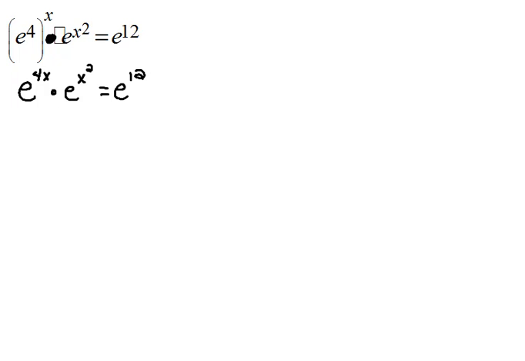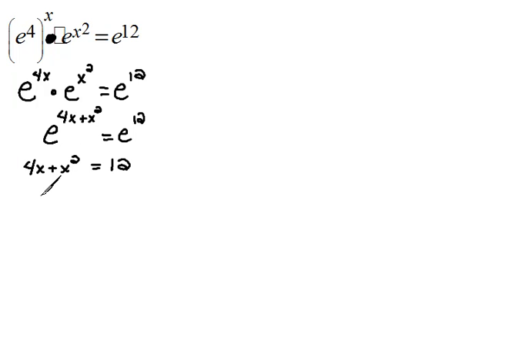Okay, now keep thinking about your exponent rules and what we're allowed to do. When we multiply like bases, our rule says we're supposed to add the exponents. So this would be e to the 4x plus x squared equals e to the 12th. Now we have our bases the same. And our rule says that as long as our bases are the same, then the exponents should be equal to each other. So that means then that 4x plus x squared has to be the same thing as 12. This is a quadratic equation that we should be able to factor and solve.